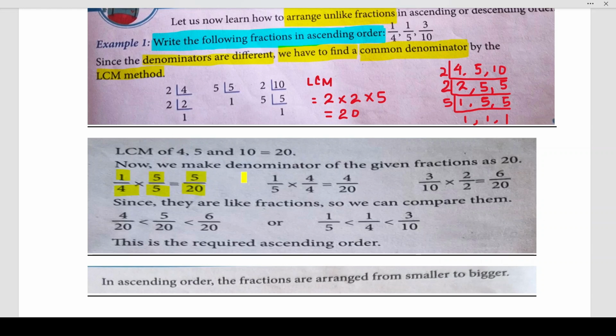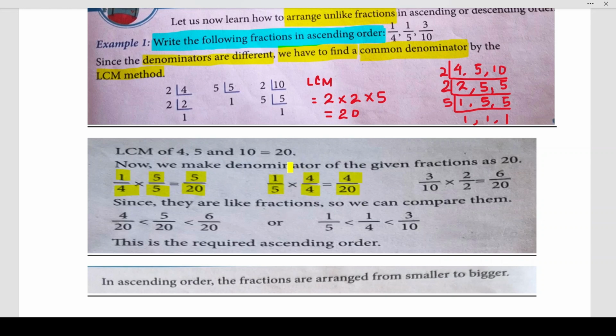Now why are we doing this? Because we have to make the denominators of 1 by 4, 1 by 5 and 3 by 10 the same. In this case, 20. Now 1 by 5 is the second fraction in which the denominator is 5. But this denominator 5 has to be made 20. So 5 how much are 20? 5 fours are 20. So similarly, whatever we are multiplying in the denominator, that same number has to be multiplied in the numerator. So 1 into 4 is 4. So the fraction 1 by 5 becomes 4 by 20.